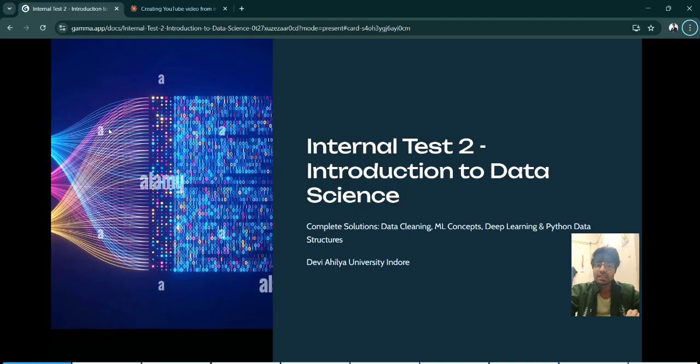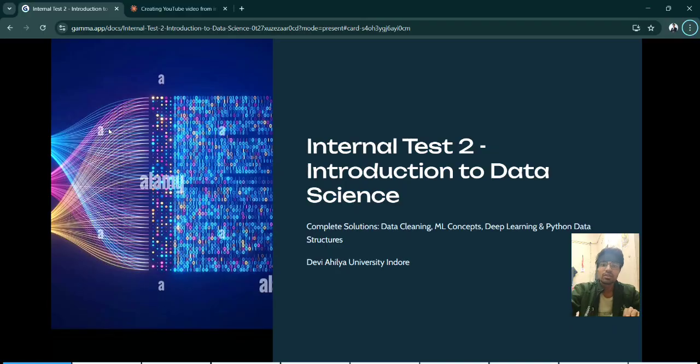Unlike our first internal test, which had computational problems, this test focuses on conceptual understanding through fill in the blanks questions. We have four sections covering data cleaning, machine learning concepts, deep learning concepts and Python data structures. Let's go through each question and answer with clear explanations so you understand not just what goes in the blanks but why.